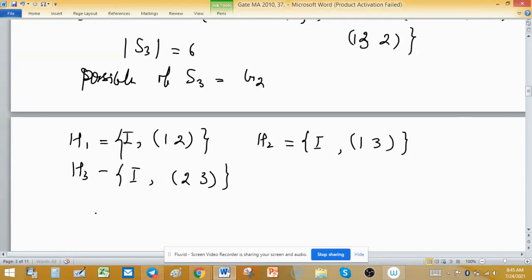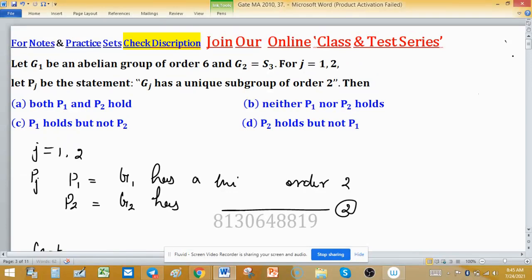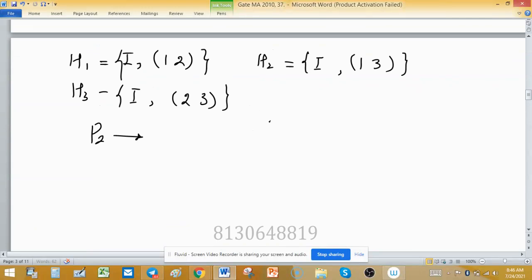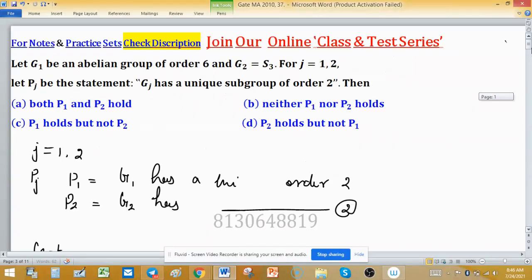Statement P2 says that G2 has a subgroup of order 2 and it is unique, but here we can find three subgroups of order 2 in G2. So G2 has three subgroups, not a unique one. So statement P2 does not hold here. Only statement P1 is true, that is, P1 holds but not P2. So option C is correct.